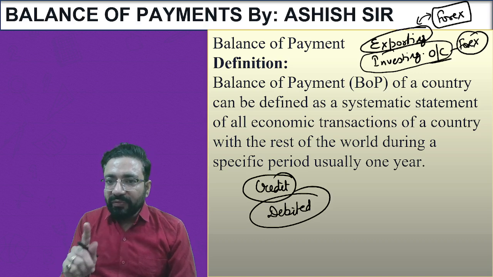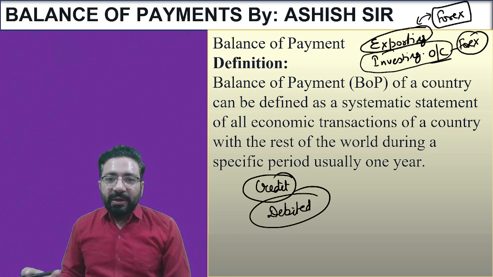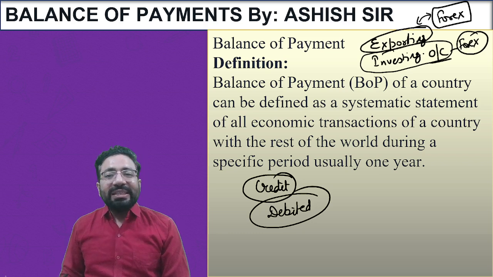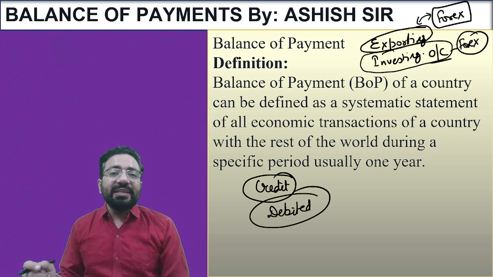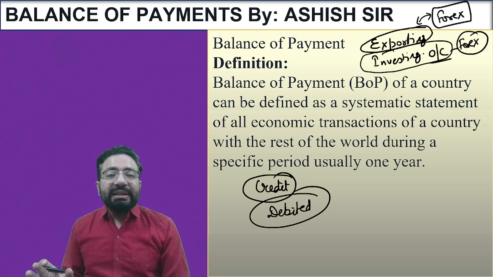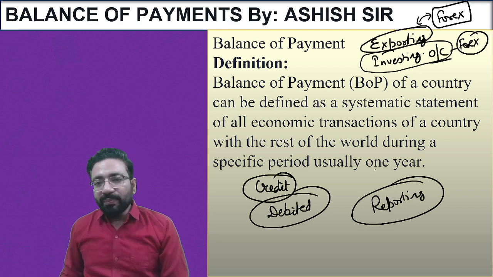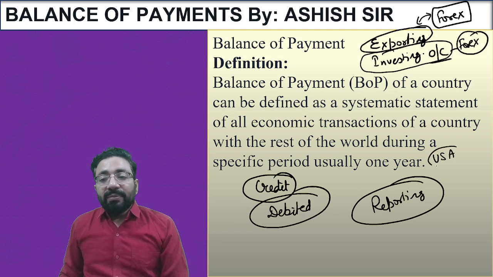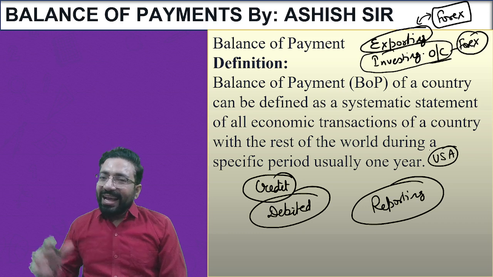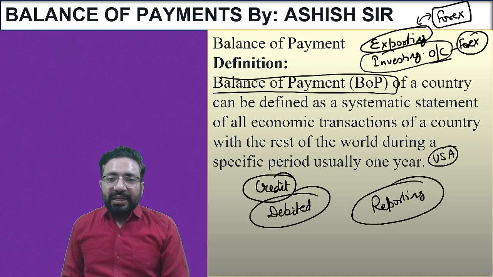It will not talk about the physical movement of goods, as well as the movement of investment and other things. So what is balance of payment? The definition is written: balance of payment of a country can be defined as a systematic statement of all economic transactions that take place between the reporting country and the rest of the world. What is a reporting country? The reporting country is the country that is preparing the balance of payment. If we are making BOP for USA, then USA would be the reporting country and the BOP would be made for USA only.